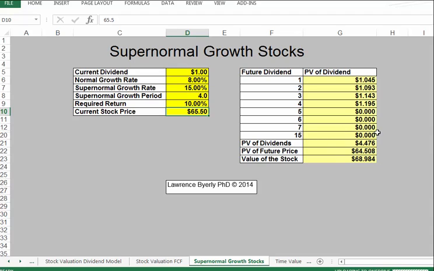And when you add those two together, this stock has a value of $68.98. Compared to the current stock price of $65.50, obviously we think that this stock has some potential. It has more value than what the current stock price represents.